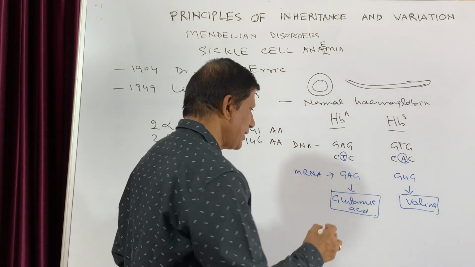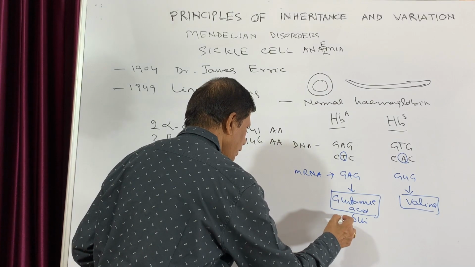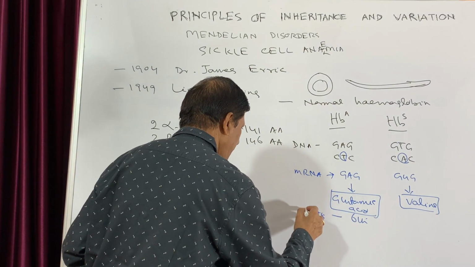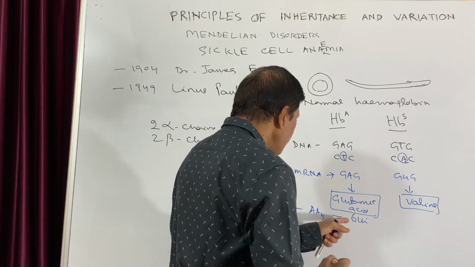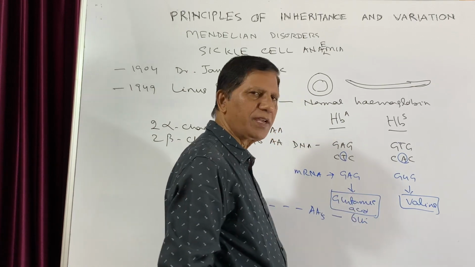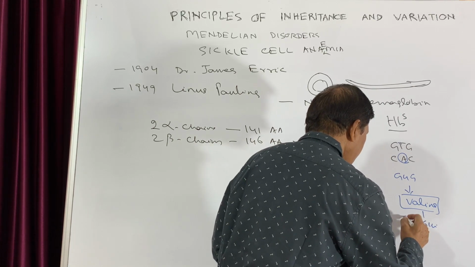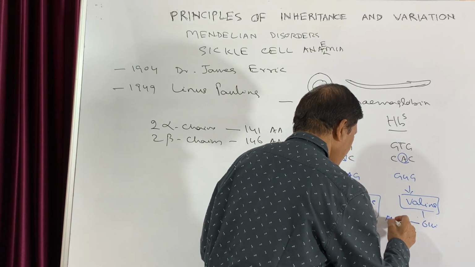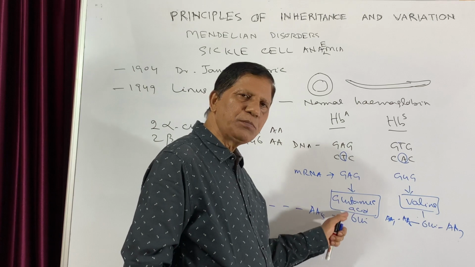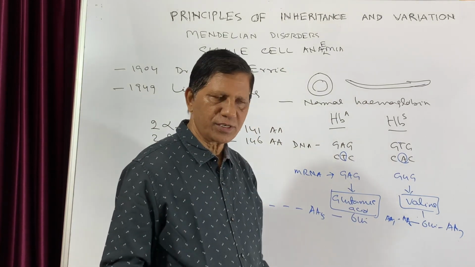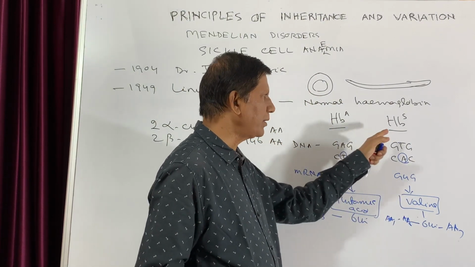This glutamic acid is usually present at the 6th position of one of the beta chains, counting amino acid 1, 2, 3, 4, 5, 6. At the 6th position, there is glutamic acid. On this side we get amino acid number 5, 4, down to amino acid 1, and on that side amino acid number 7. That means at the 6th position of one of the beta globin chains, when glutamic acid is replaced by valine, the normal hemoglobin is converted to sickle cell hemoglobin.